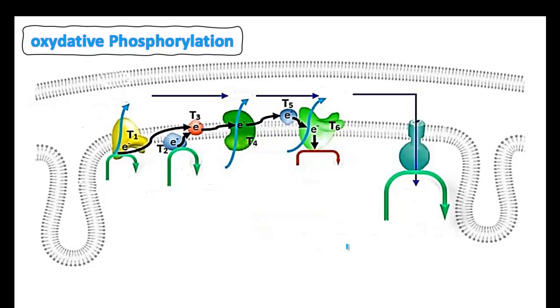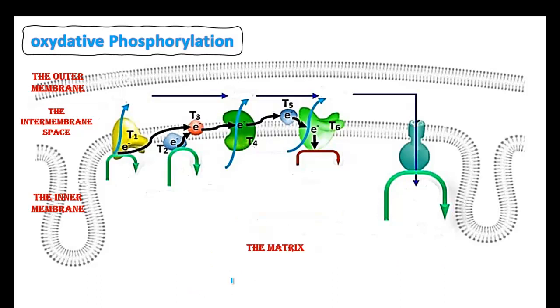Now let's start with the question of where that is going to happen. As you can see over here, this is a section of the mitochondria. This structure is the outer membrane of the mitochondria. This space is the intermembrane space, this structure is the inner membrane, and the space inside the mitochondria is the matrix. The electron transport chain happens along the inner membrane of the mitochondria.